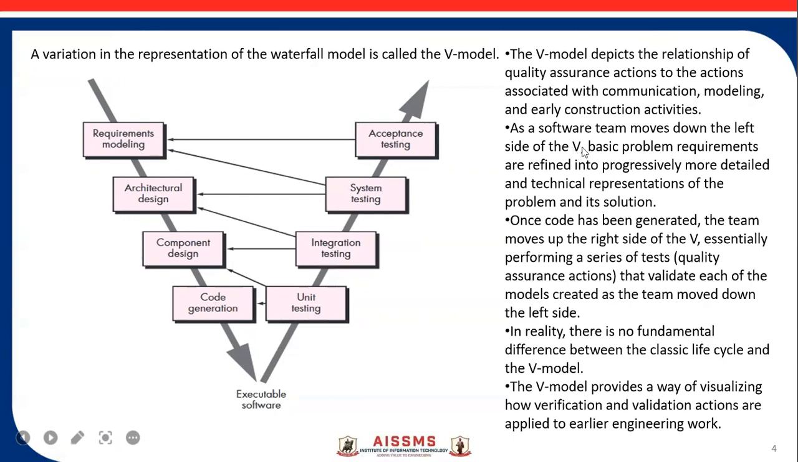As a software team moves down the left side of the V, basic problem requirements are refined into progressively more detailed and technical representations of the problem and its solution. Once the code has been generated, the team moves up to the right side of the V. You can see it performing a series of tests: unit testing, integration testing, system testing, acceptance testing. The upper right side of the V is basically validating each of the models created as the team moved down the left side.